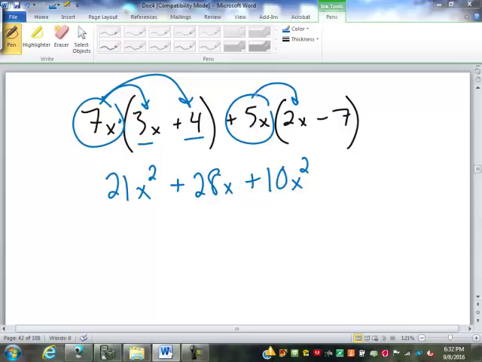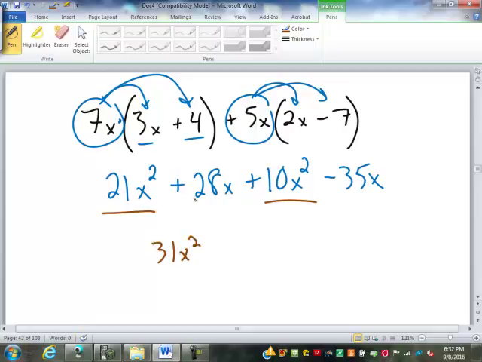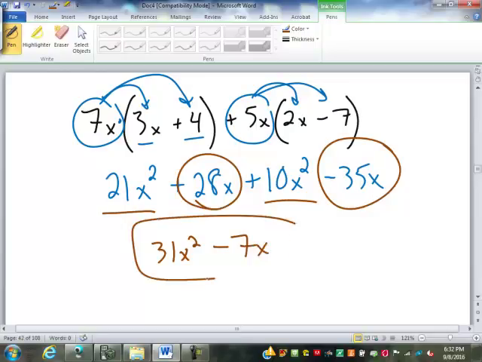And then 5x times negative 7 is a negative 35x. Are we done? No. What can we combine? 21x squared and 10x squared make 31x squared. And 28x and negative 35x make negative 7x. How many of you had that? Good deal.